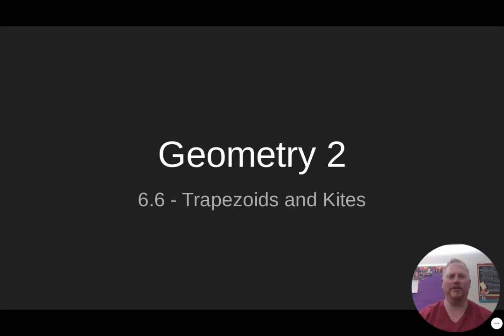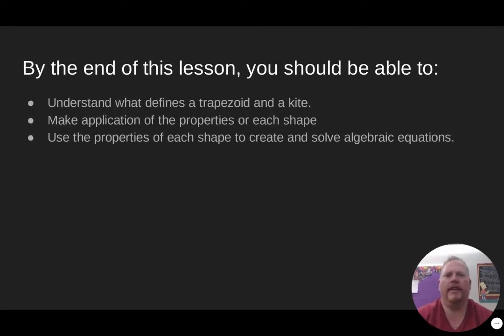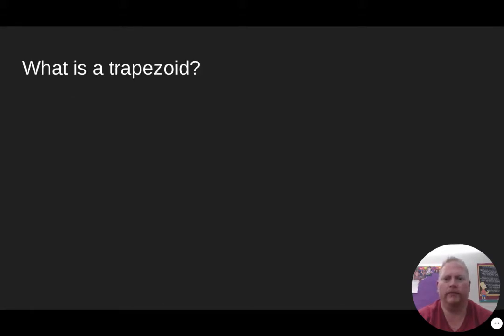Hey everybody, welcome to Geometry, Section 6.6, Trapezoids and Kites. By the end of this lesson, you should be able to understand what defines a trapezoid and a kite, make application of the properties of each shape, and use the properties of each shape to create and solve algebraic equations.